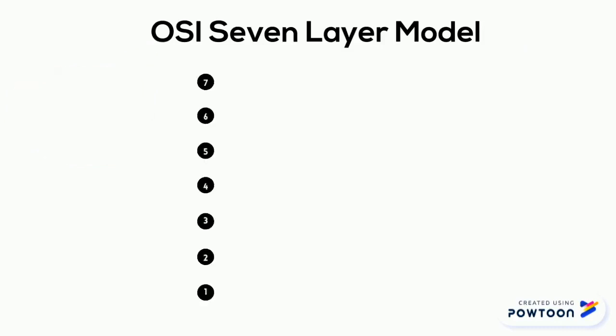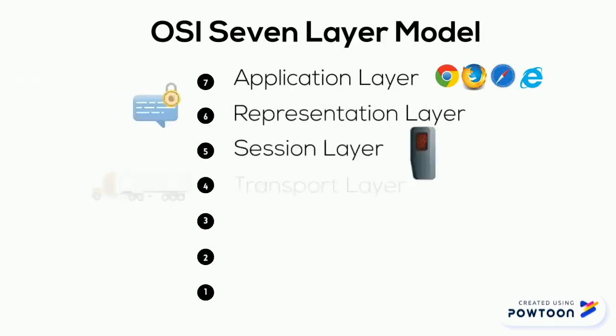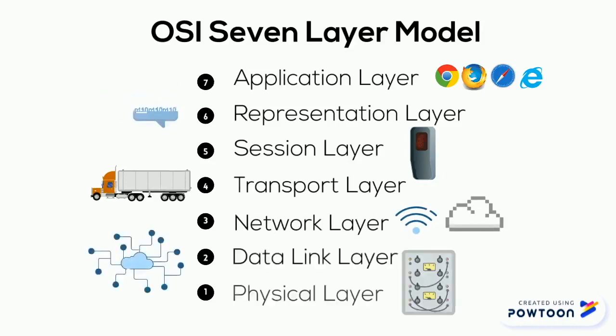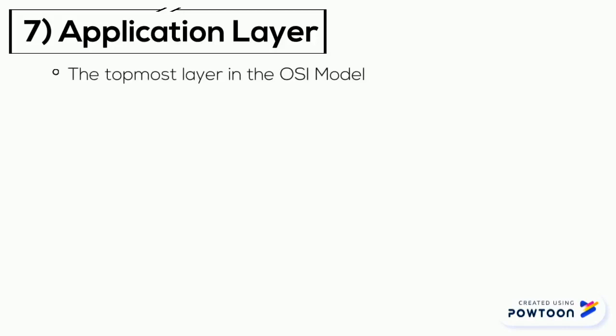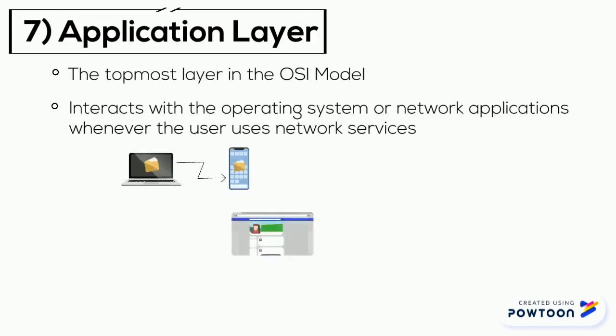The 7 layers include the application layer, the presentation layer, the session layer, the transport layer, the network layer, the data link layer, and lastly, the physical layer. Each layer performs certain protocols to allow the transfer of data. The application layer is the topmost layer of the OSI model, and it is the interface for endpoint service. This layer interacts with the operating system or network applications whenever the user uses network services. These services include data transfer, web surfing, email, virtual terminals, and much more.